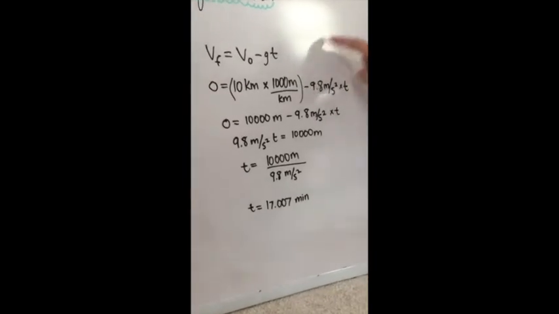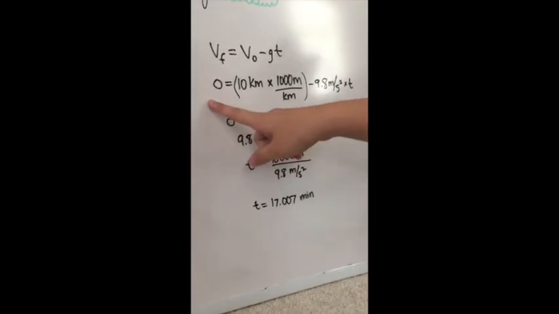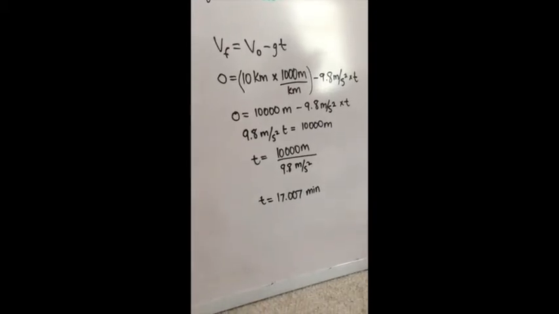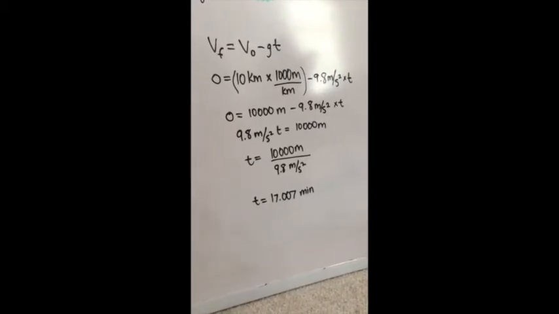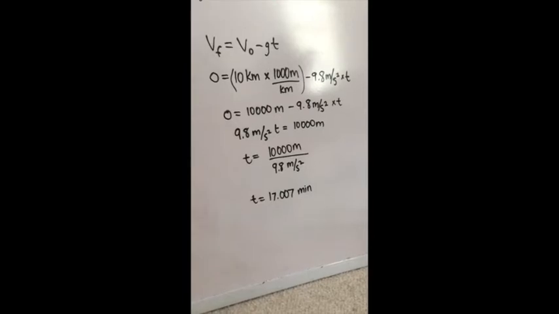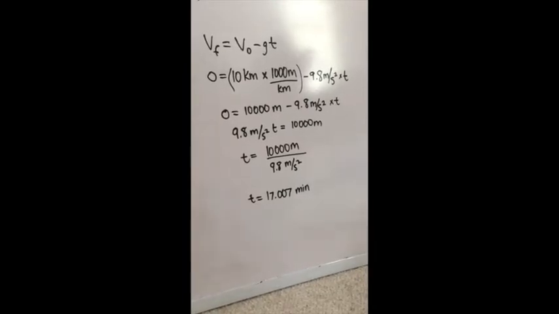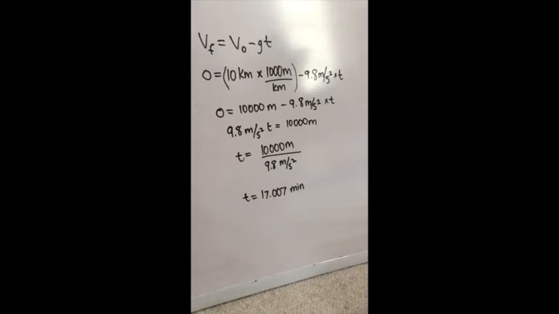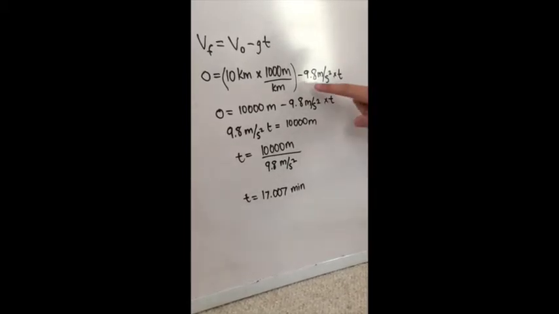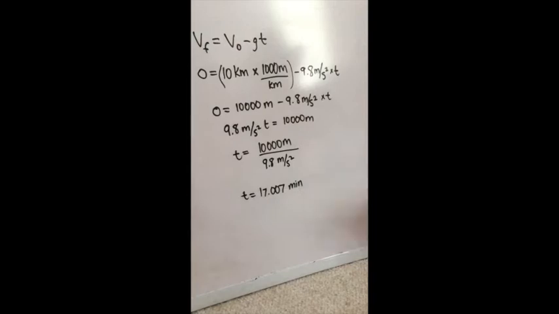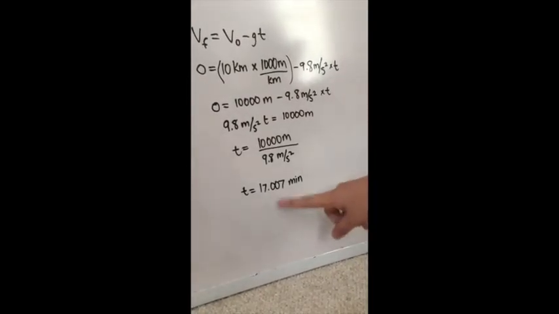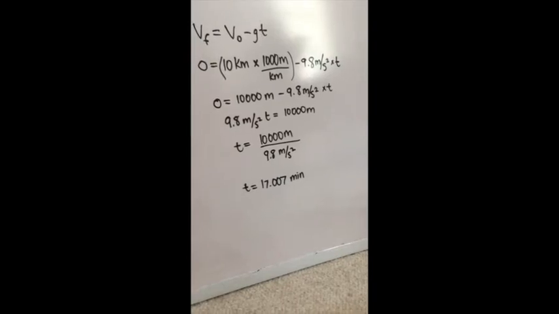And so plugging in what we have, we put in 0 for the final velocity because an object that is in orbit basically has a velocity of 0. We plugged in 10, which is the initial velocity given to us in the problem, and we plugged in 9.8 for the gravity. From there we solved for t and got to 17 minutes.